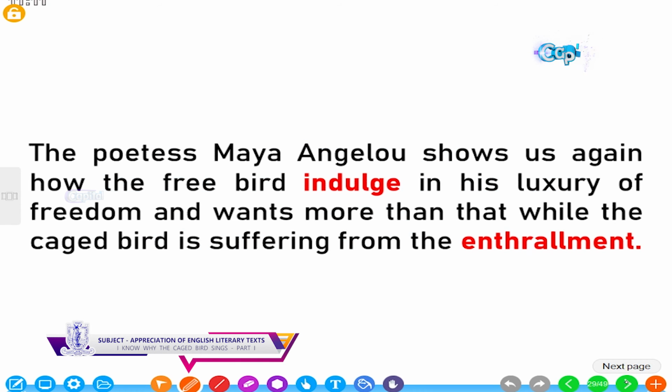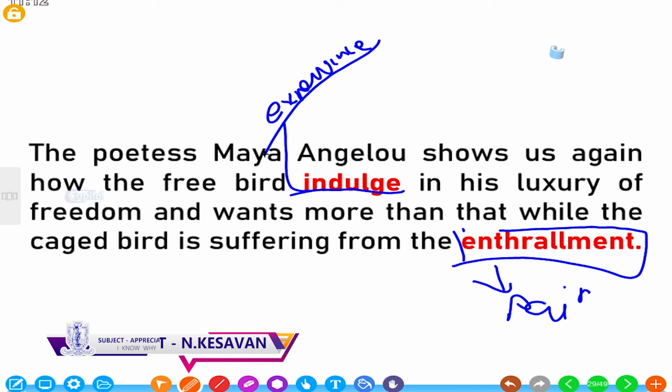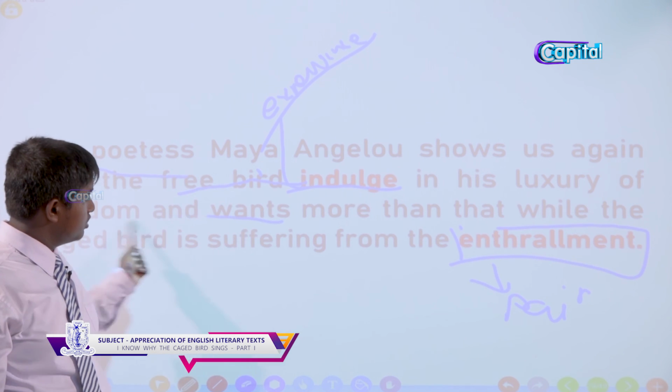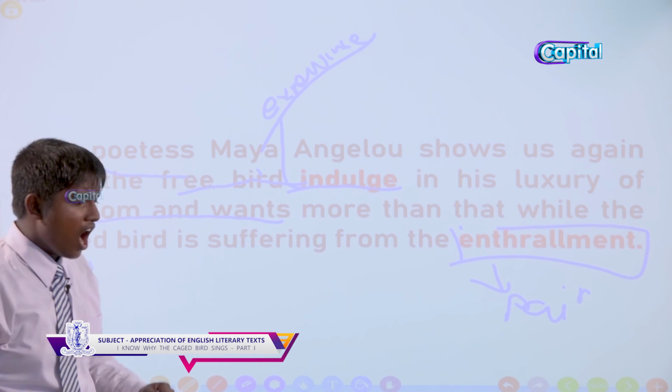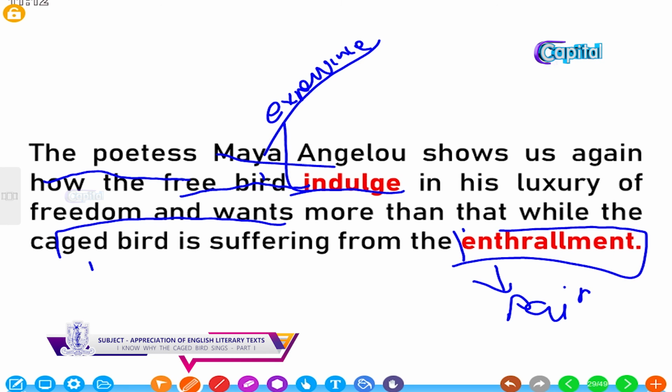The poetess Maya Angelou shows us again how the free bird indulges in his luxury of freedom and wants more than that, while the caged bird is suffering from the enthrallment. Enthrallment, another word of pain. Indulge, experience, I would say, experience his luxury of freedom and wants more than that, while the caged bird is suffering from the enthrallment. As you can see, it's Maya Angelou's view that while the free bird is indulging in luxury, the caged bird is suffering from the enthrallment. How it could be done? Because there should be social equality for each and everybody, and that is what Maya Angelou is fighting for, and that is what has been shown in the fourth stanza of the poem I Know Why the Caged Bird Sings.